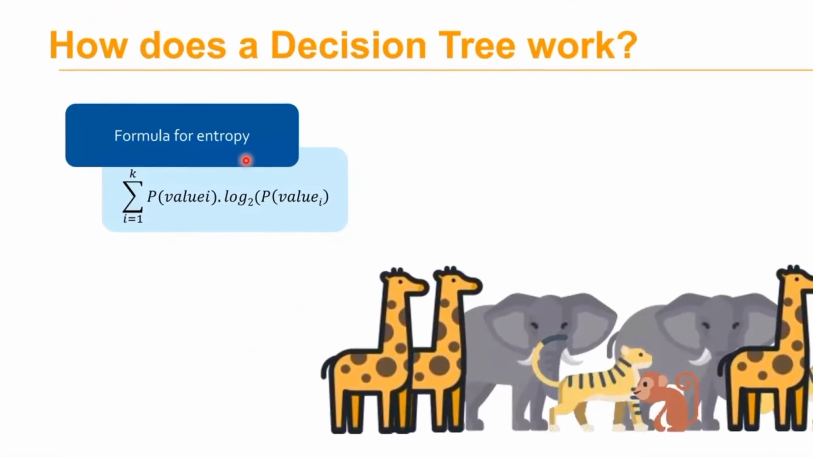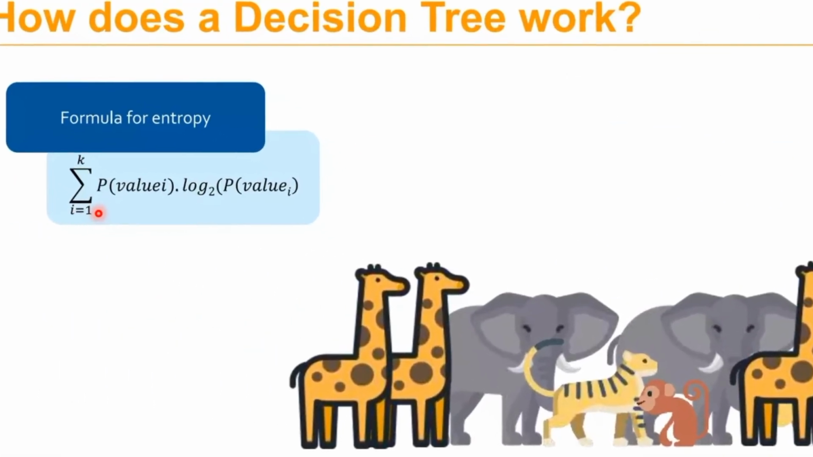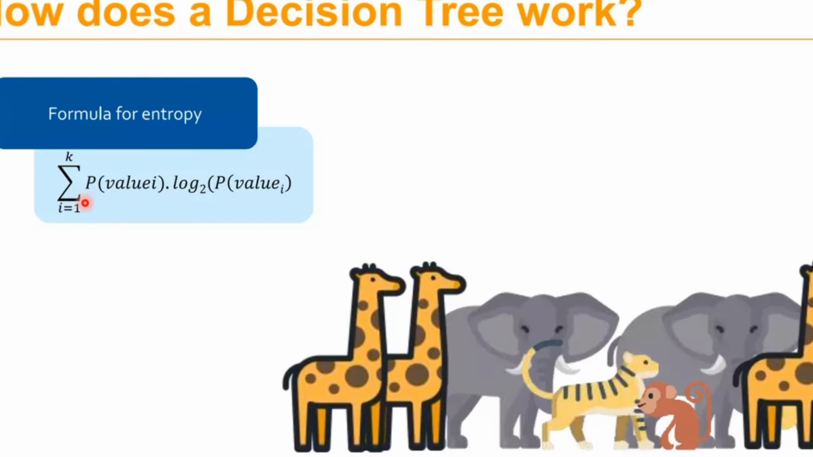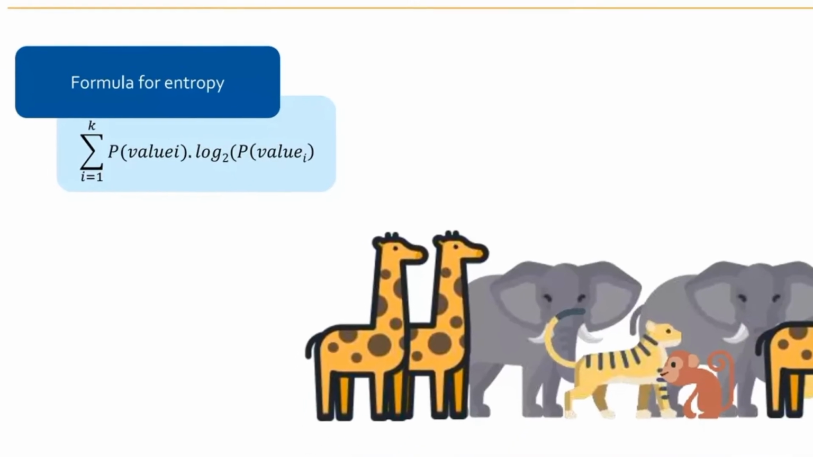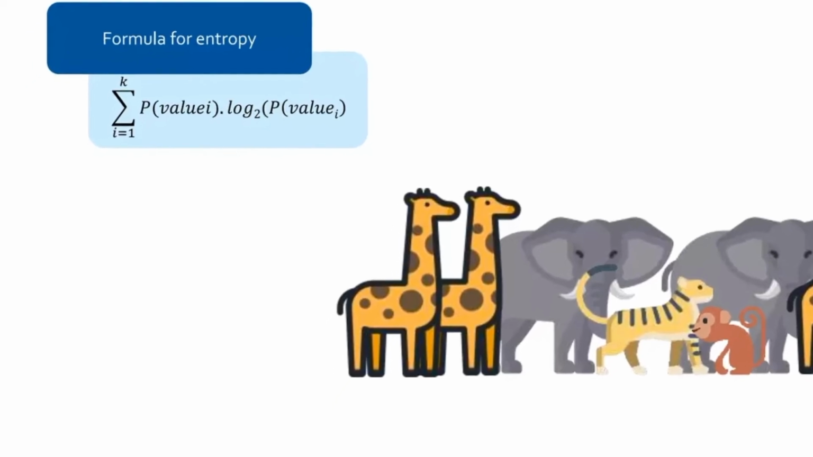How do we calculate the entropy? This is the formula used for calculating the entropy: summation i equal to 1 to k of p of i times log base 2 of p of i. Here k determines the total number of values, that is, the number of samples there are. Now we are going to calculate this entropy for the given data set.